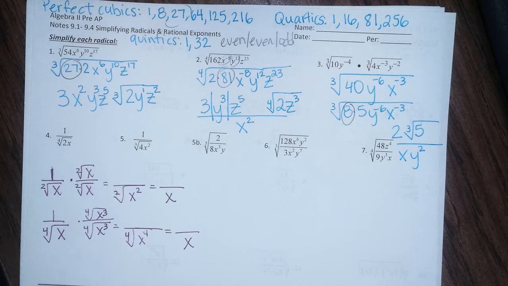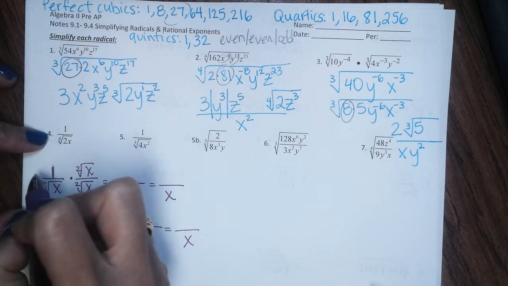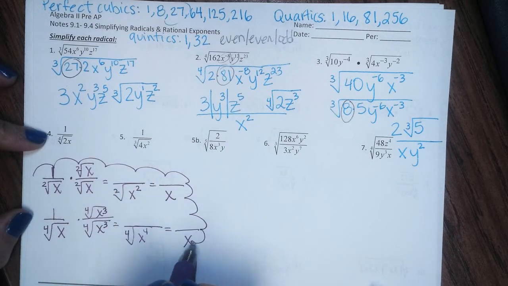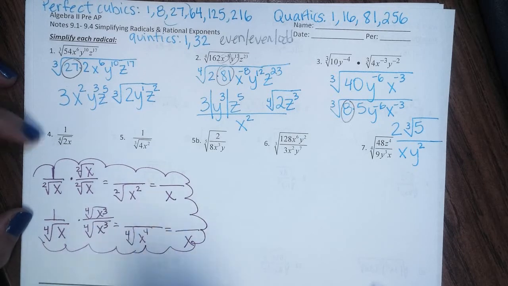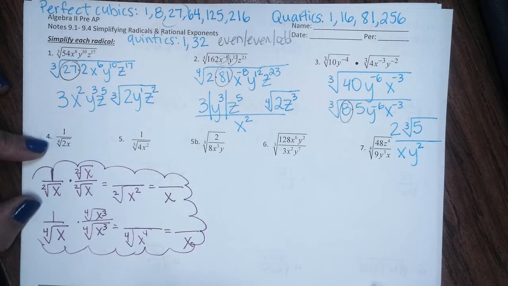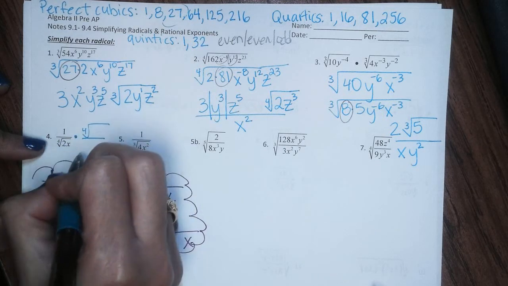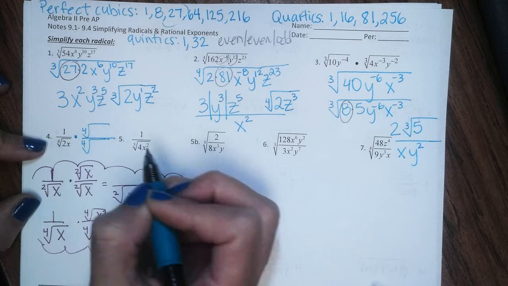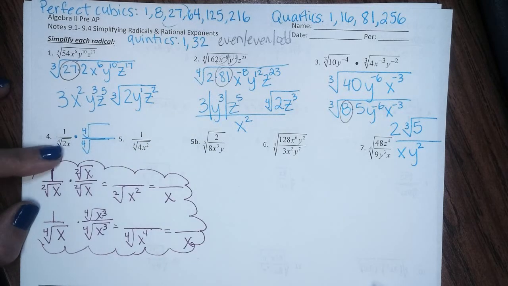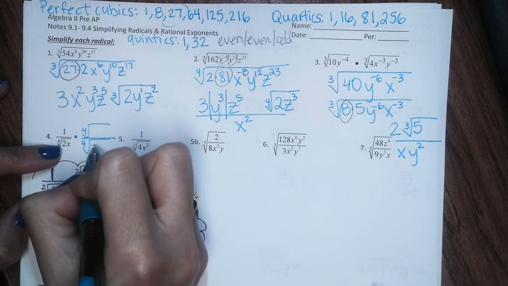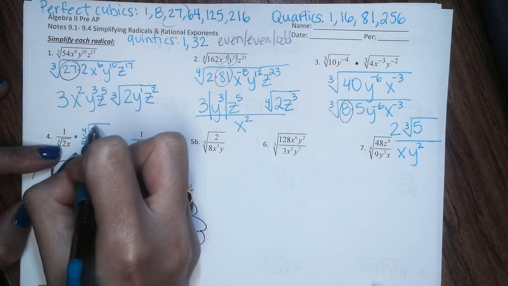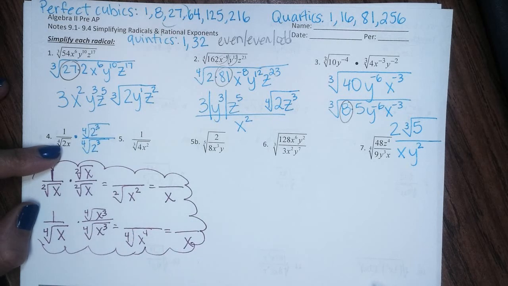So we're going to try the same thing again with number 4 here. If I wanted to rationalize number 1, here's what I'm going to multiply by. I'm going to multiply by the 4th root. Here, this is 2 to the 1st power, so I'm going to multiply by 2 to the 3rd power, because that's going to make a perfect quartic of 2 to the 4th power.